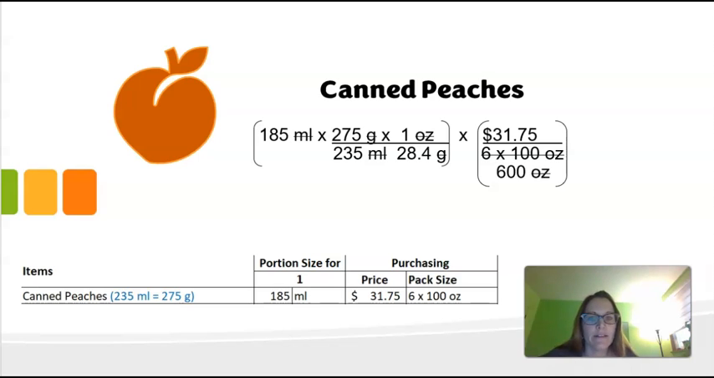So what we're going to do here is we're going to take our 185 milliliters, and with our weight equivalencies here, we're going to multiply by 275 grams, divide by 235 grams, and then we're going to divide by our 28.4 grams because 1 ounce is equivalent to 28.4. And then we're going to multiply by our price per unit, $31.75, and then we're going to divide by our packing size, so that's 600 ounces. And then we're going to get a total here of 40 cents.